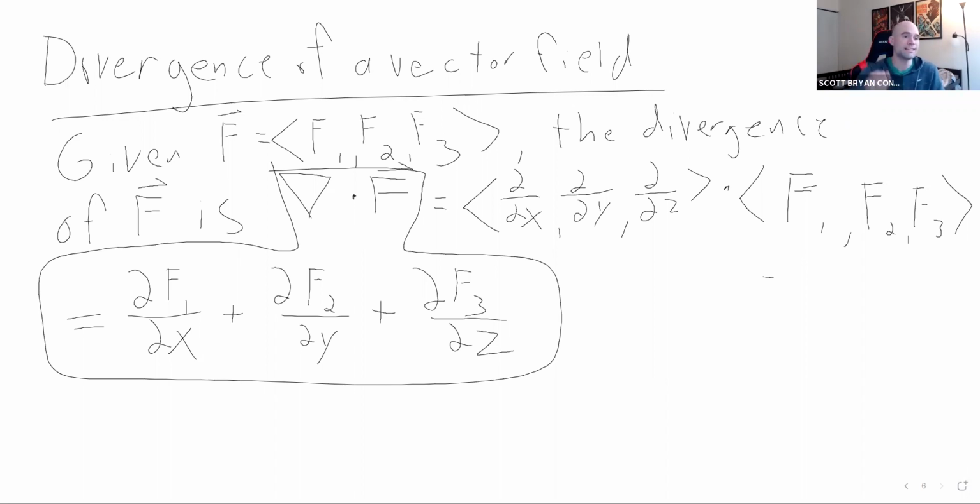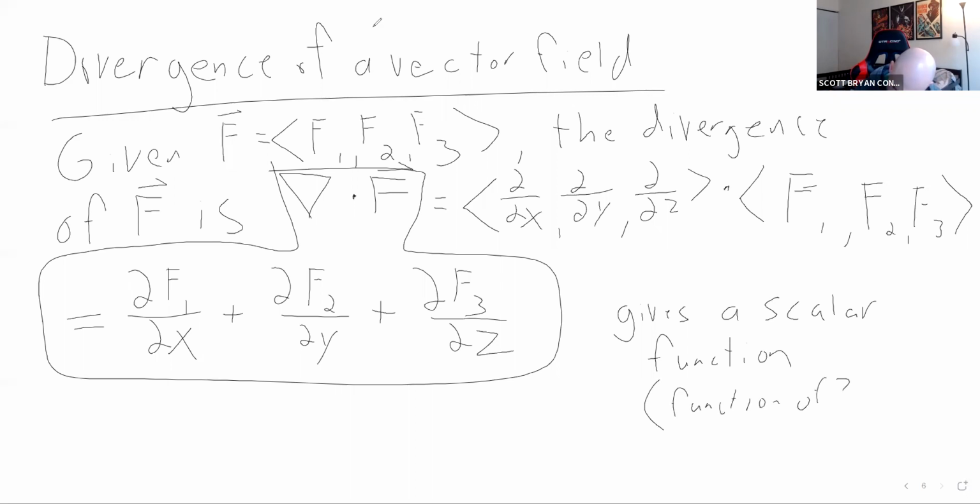So that's the divergence of F, del dot F. Remember, just like the dot product of two vectors gives a scalar, the divergence of a vector field is going to be the dot product of two vectors, and that's going to give a scalar function. When I say scalar function, I mean it spits out a scalar, the normal thing we've been integrating and taking partial derivatives of in the past section. So a function of x, y, and z, just a normal function of three variables.